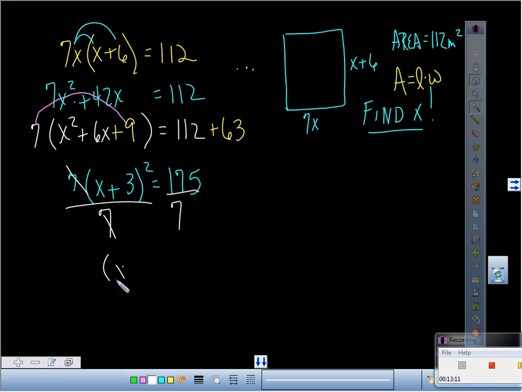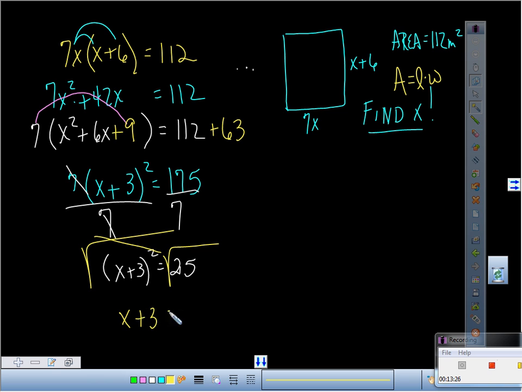So now I'm left with x plus 3, quantity squared, is equal to what? 25. Now what do I do? I'm going to square root both sides. This is gone. Okay? That's x plus 3 is equal to what? Plus or minus 5. Okay?